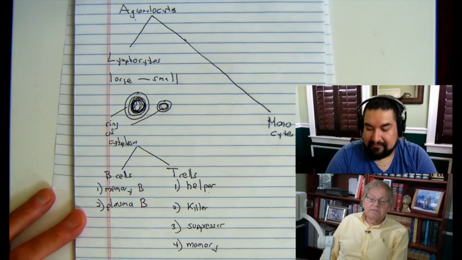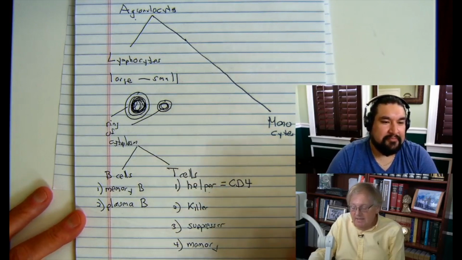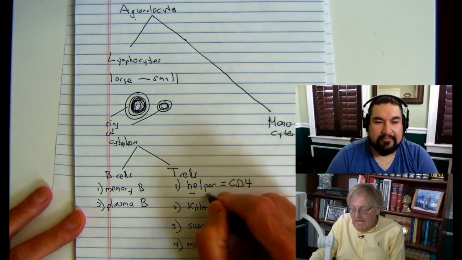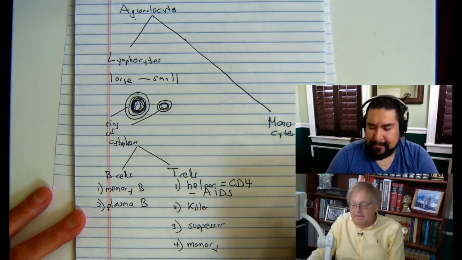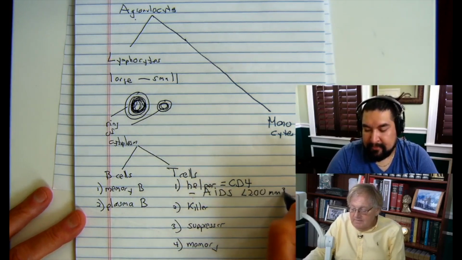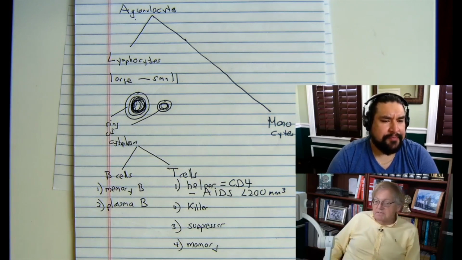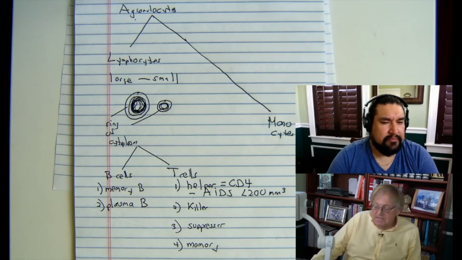Helper T cells, significance: also called a CD4 cell. Significance of that, that's how we determine AIDS. AIDS is determined by the Center for Disease Control years ago by the number of less than 200 per cubic millimeter. So once your CD4 helper T cell count is below 200, you now determine you not just have HIV, but it's now developed into AIDS, acquired immune deficiency syndrome. Killer T cells, just by the name, they automatically kill because they're kind of cytotoxic.